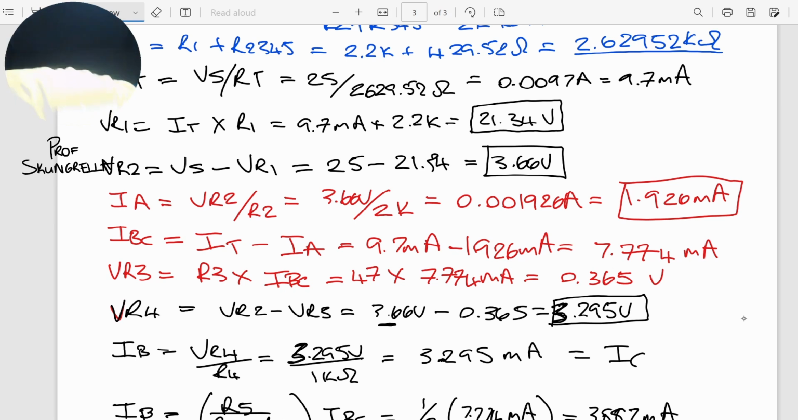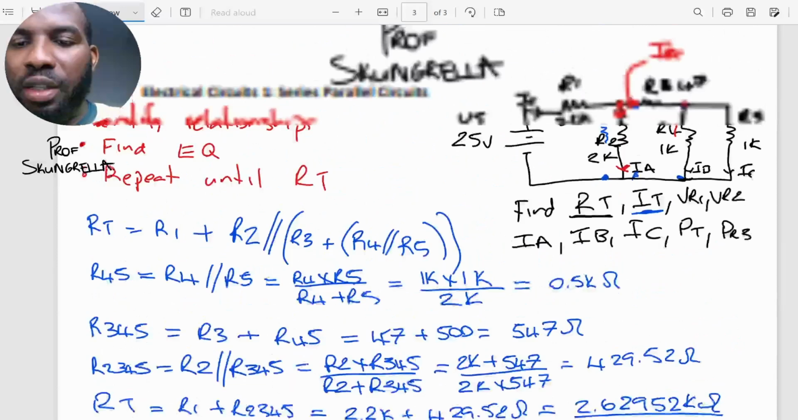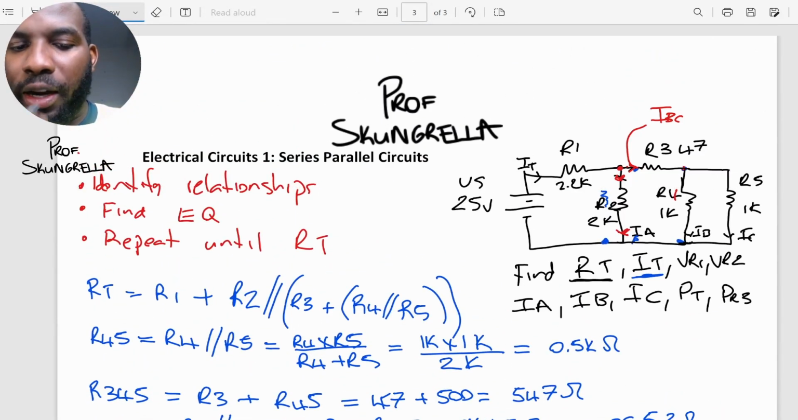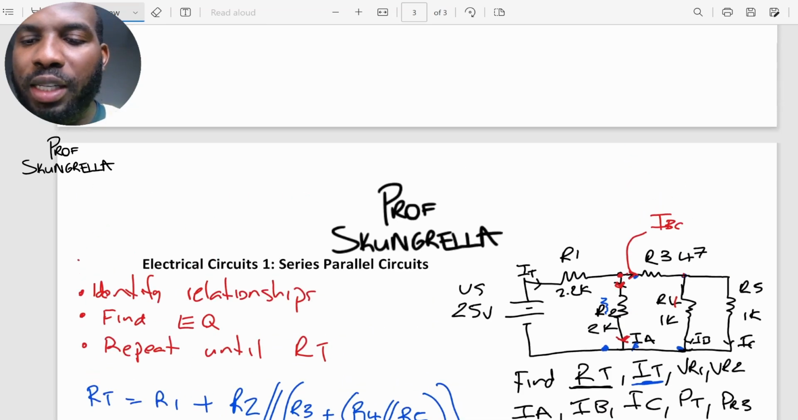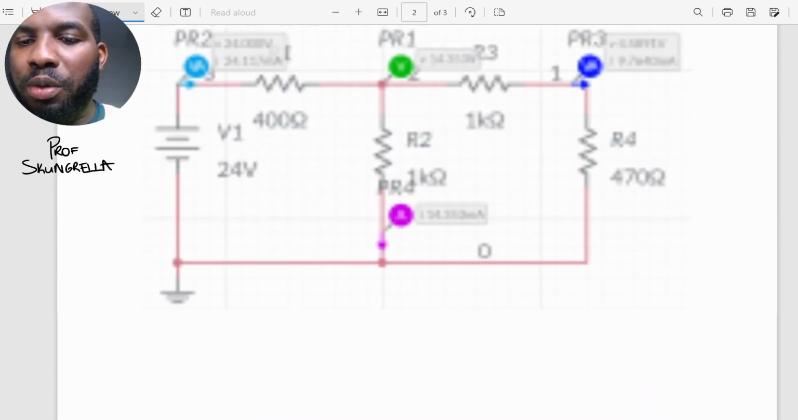So again, we have some error. That's why it's 3.29 milliamps compared to this one. This one is correct too. We have some error with it as well. Okay. So again, this is solving this problem right here. This document is going to be attached. You can click on the link in the description.